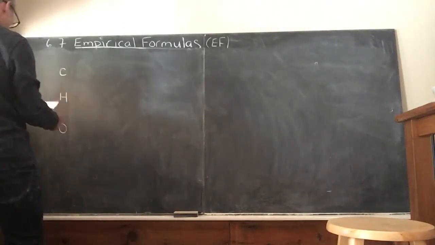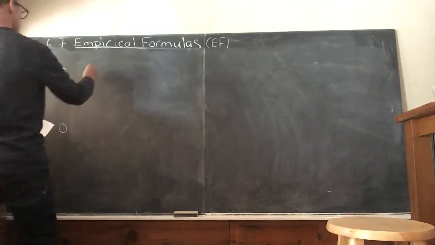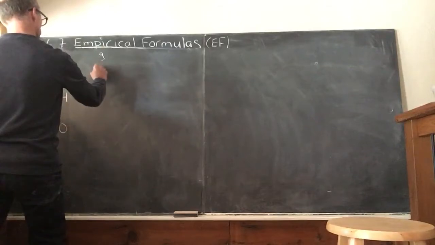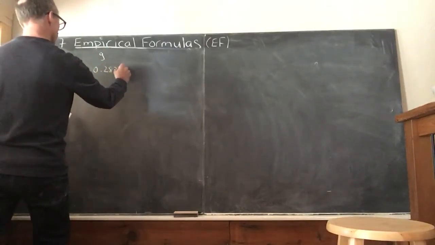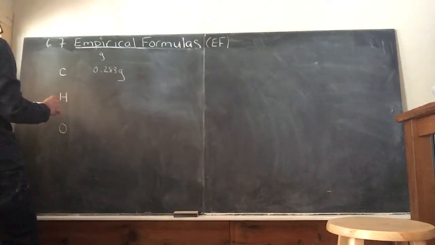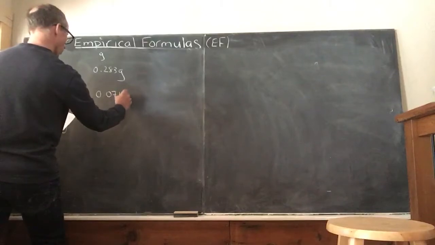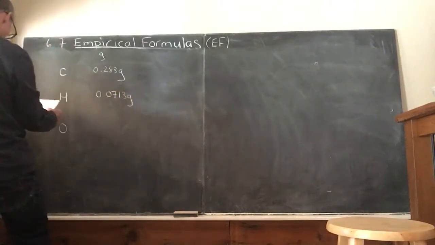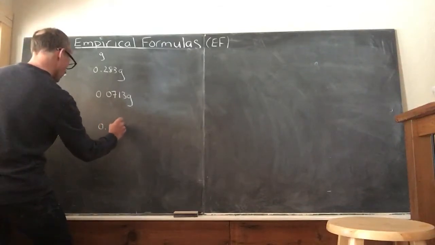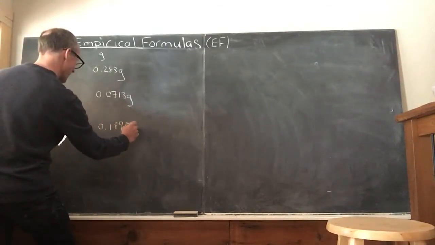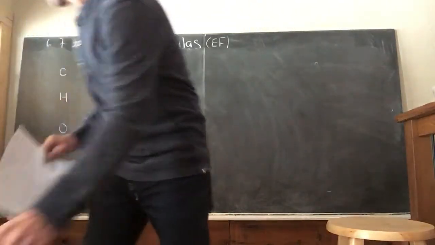And the masses of these elements are given. The mass of the carbon is 0.283 grams. The mass of the hydrogen we just figured out to be 0.0713 grams. And by subtraction, we found the mass of the oxygen to be 0.1895 grams. So that's fairly straightforward.